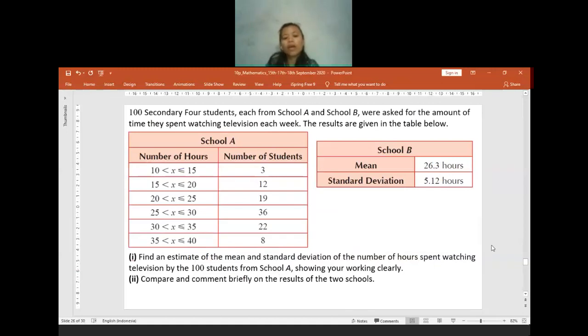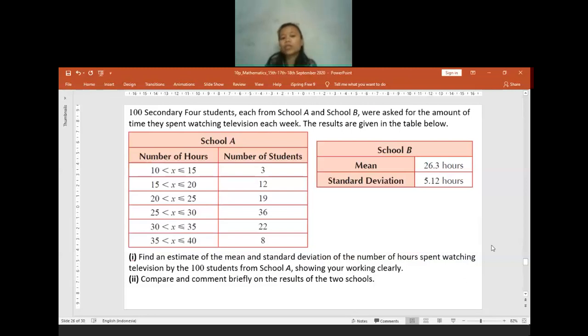To make it clear, I will discuss an example here. We have a range in school A: from 10 until 15, the number of students is 3, and from 15 until 20, there are 12 students who watch TV for 15 until 20 hours, and so on, as you can read by yourself from the table. Now we need to find the standard deviation and the mean for the number of hours the students watch TV in school A.